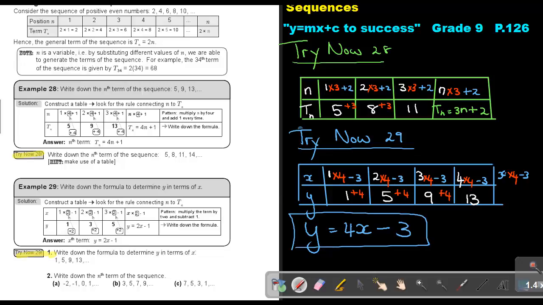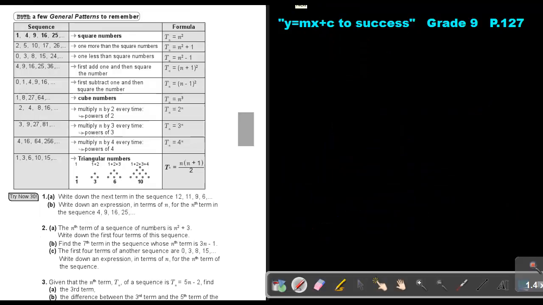Okay, let's go on. Now, these are a few general patterns which you must memorize. It's going to help you. It's not adding or subtracting. So if you see the pattern 1, 4, 9, 16, 25, remember that's square numbers. Now, if you see the pattern 2, 5, 10, can you see it's one more than the square numbers? So it's not n squared, it's n squared plus 1.